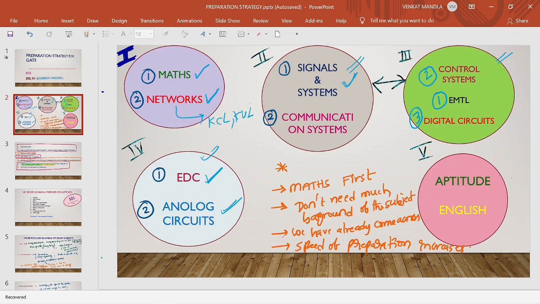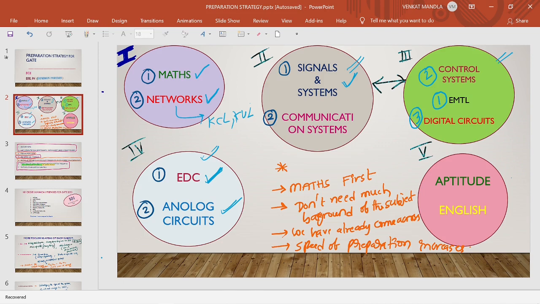EDC contains the physics, the background of the devices. So what are the devices in your syllabus? Your PN junction diode, your BJT, or MOSFET, or photodiodes, solar cells, whatever, all the electronic devices. So the background of the physics and the current and voltage relationships of these devices will be derived in this subject, EDC, electronic devices and circuits.